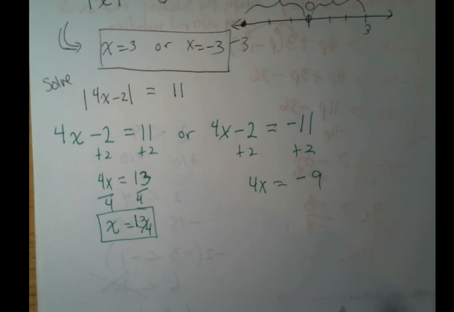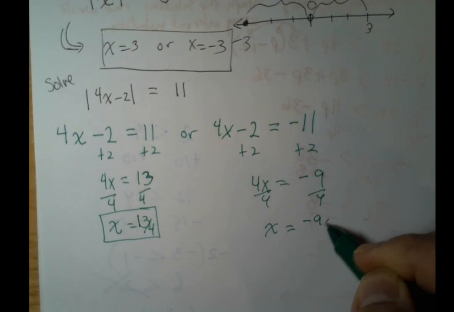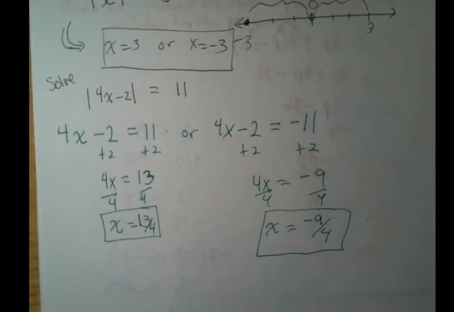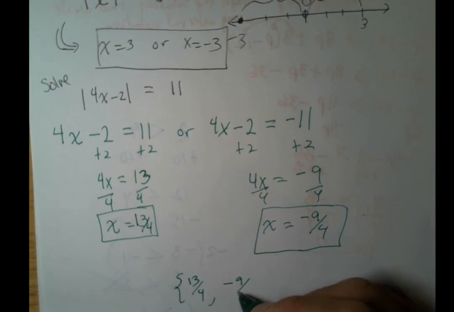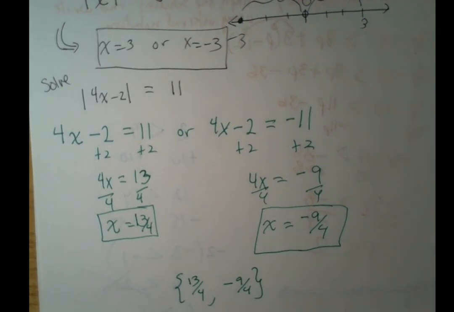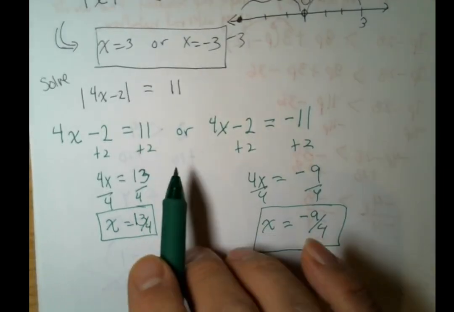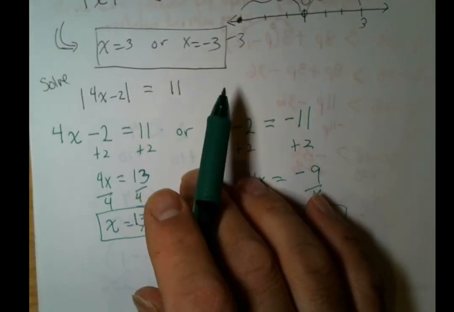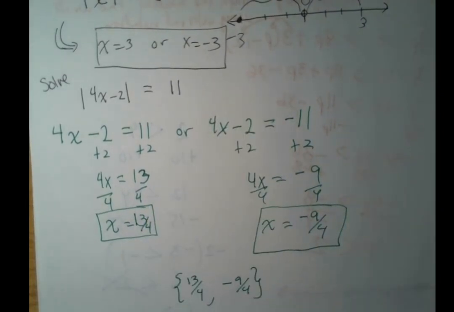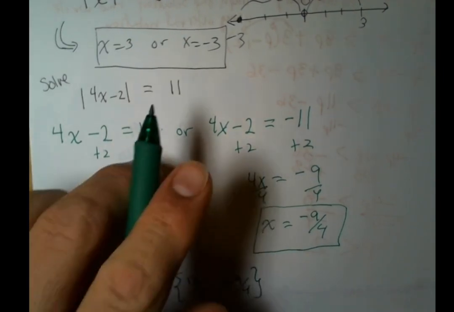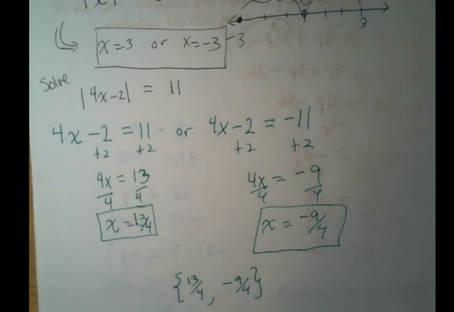And then here adding 2, we get -9 divided by 4, and we get x is equal to -9/4. All right, so that is our solution set, right? Our solution set is 13/4 and -9/4. Unless this value is 0, we're going to get two solutions. Now, if this value is negative, we'll actually have no solutions, because remember, the result of an absolute value is always 0 or a positive value. If the value on the right side of the equal sign is negative and we just have absolute value here, then there's no solution to that equation.